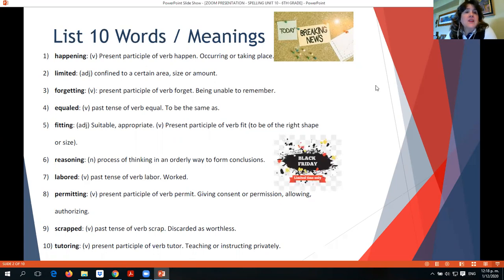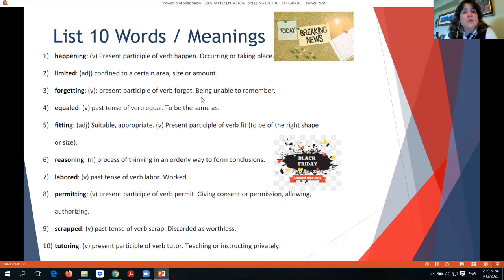Limited means confined to a certain amount, size, place, or time. For example, the Black Friday offers that we had last Friday were limited to Friday only. So those are offers that are confined or limited to Friday.